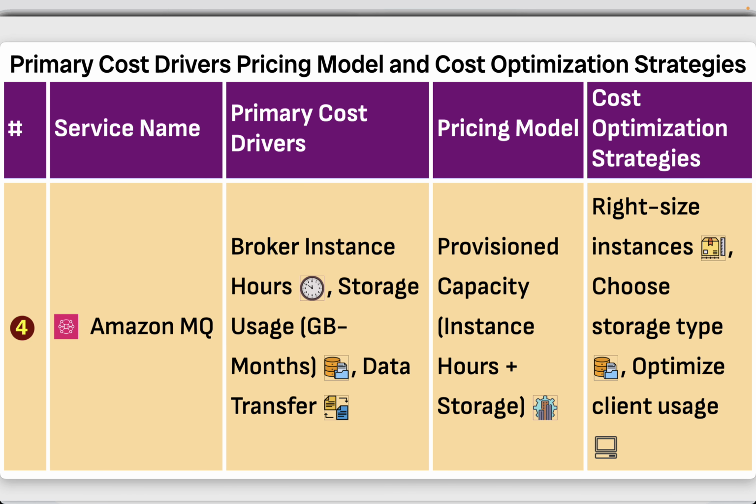Next, Amazon MQ. The costs are primarily provisioned capacity, broker instance hours, storage usage, which is GB storage per month, and data transfer out, how much data they have transferred. Optimization involves right sizing the instances, choosing the correct storage type, which can be EBS and EFS, and optimizing client usage patterns.